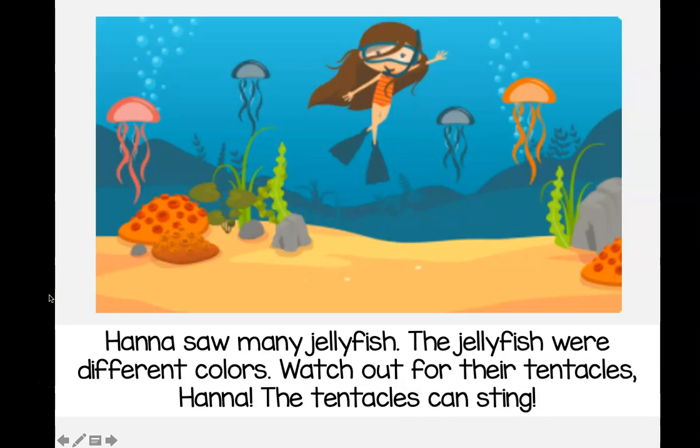Hannah saw many jellyfish. The jellyfish were different colors. Watch out for their tentacles, Hannah. The tentacles can sting. Ooh, well, there were jellyfish in the other text that we read, but it didn't say that they had tentacles or that the tentacles sting. Even though this book has cartoony looking pictures, I'm still learning stuff about the ocean.